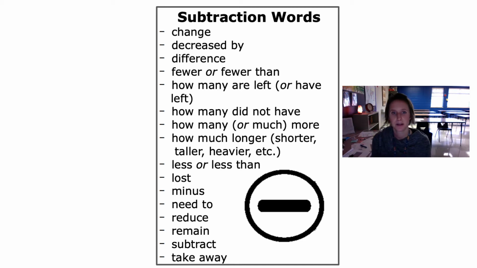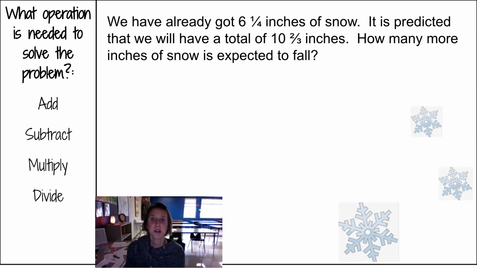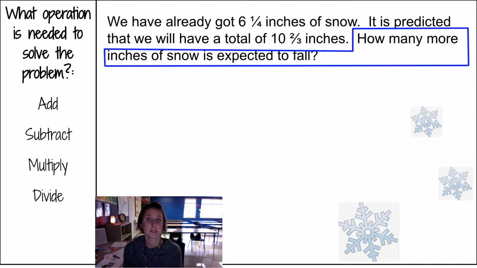In the subtract box, go ahead and write down these keywords and phrases. Pause the video. Remember, when it comes to the how many, we want to ask ourselves, what is the how many defining? That will help us move forward on picking an operation. Here's our example. You don't need to write this down. What operation is needed to solve the problem? We have already got 6.25 inches of snow. It is predicted that we will have a total of 10 2/3 inches. How many more inches of snow is expected to fall? What are we trying to figure out here? How many more inches of snow is expected to fall?